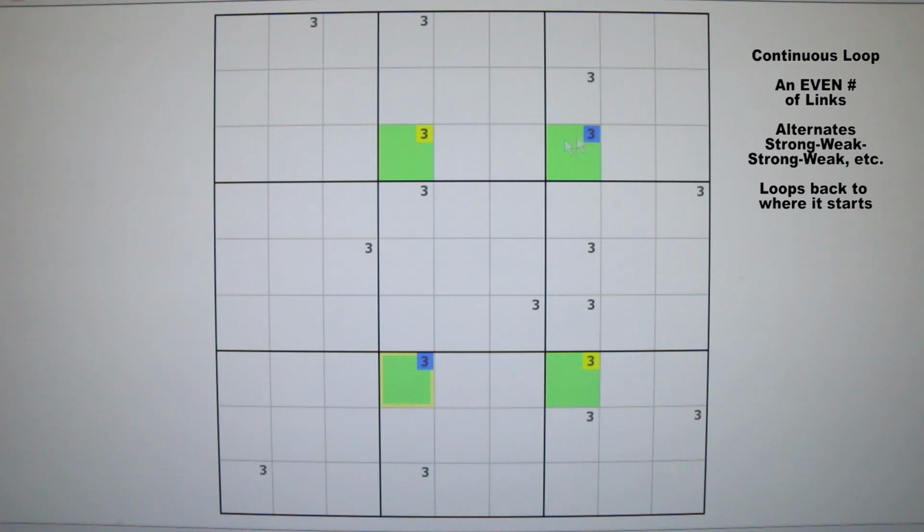If this one is false, this one is true. If this one is true, that one is false. If that one is false, that one is true. That one is true, that one is false. And it's just a continuous loop.